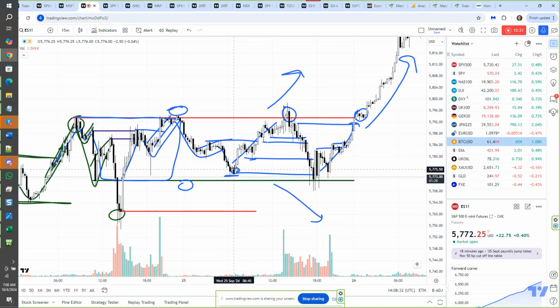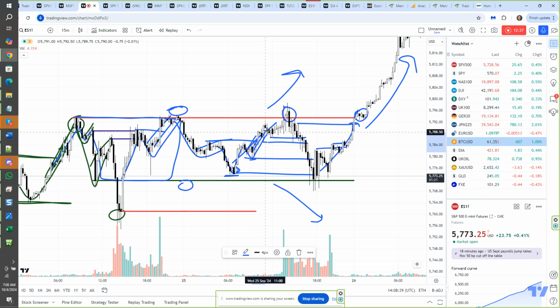Let me try that again. Flagging here that invalidated to the upside. I can see flagging here that invalidated to the upside. I can see moderate flagging here. Try that again.